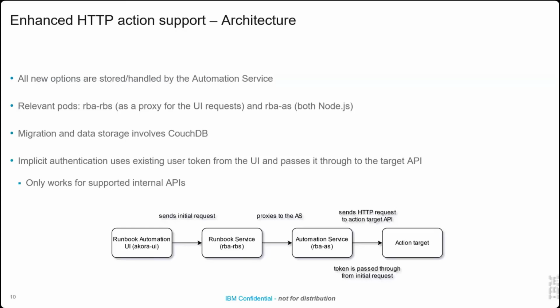The architecture here shouldn't be a surprise either. All of this is handled by the automation service, as that's the element handling all the executions for these actions. Important here, obviously, is the RBAS. Interesting to note is the implicit authentication, which takes the token from the initial request, so from the UI, from the user, and passes that token along to the target API. Of course, that will only work if it's one of those supported internal APIs. We're not going to send that kind of information to any random endpoint. This has to be one of the few that we specifically support for this feature, which are AIOps internal.